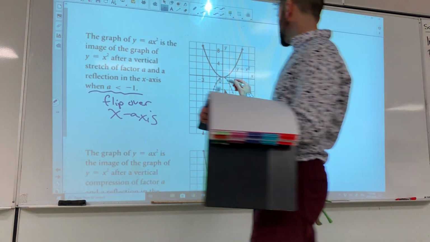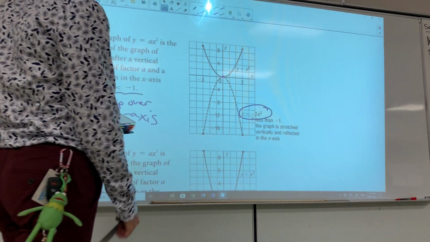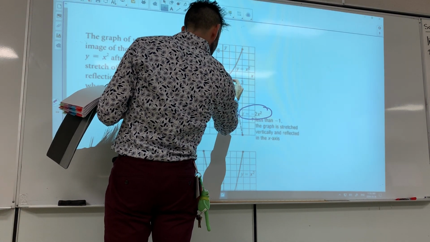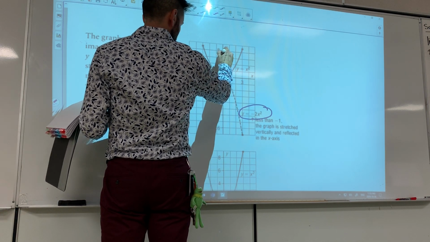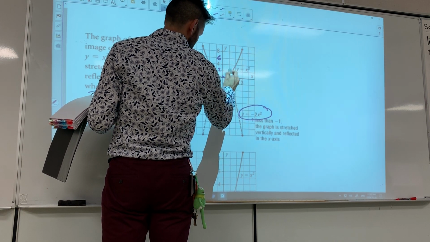Okay, check it out. So the vertex is 0, 0. 0 times negative 2 is still 0. That's why that point doesn't change. But if you look at the point, well, what's the scale on here? Okay, so it's going up by 2's, by the way. Like on here, it's going up by 2. On the x-axis, it's going up by 1. So the point 1, 1 is right there.